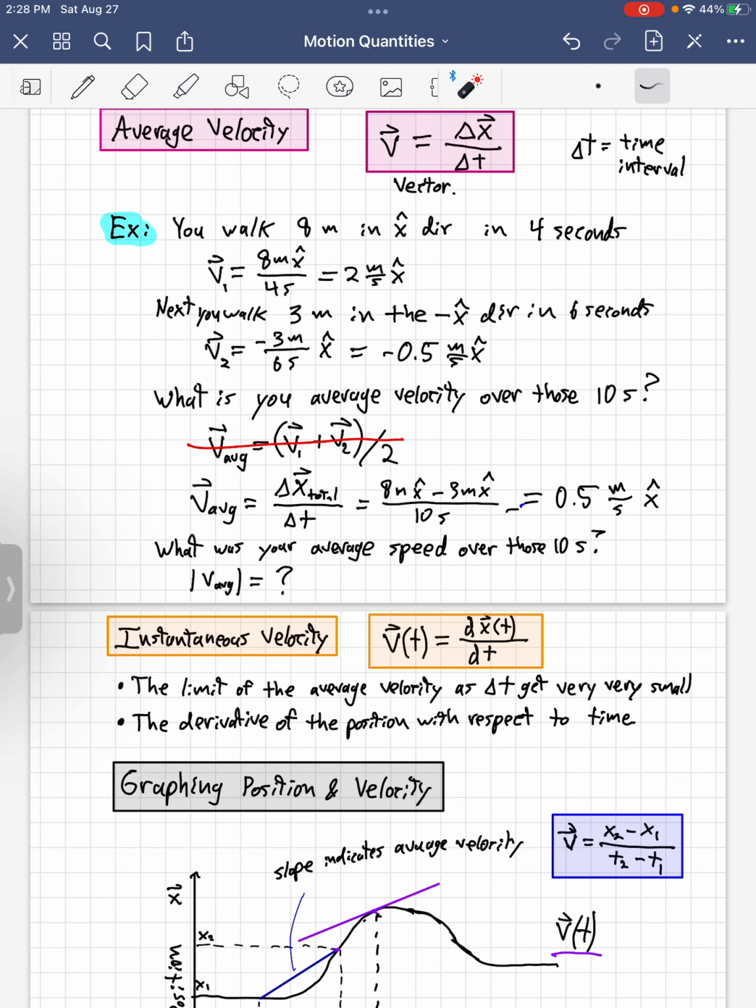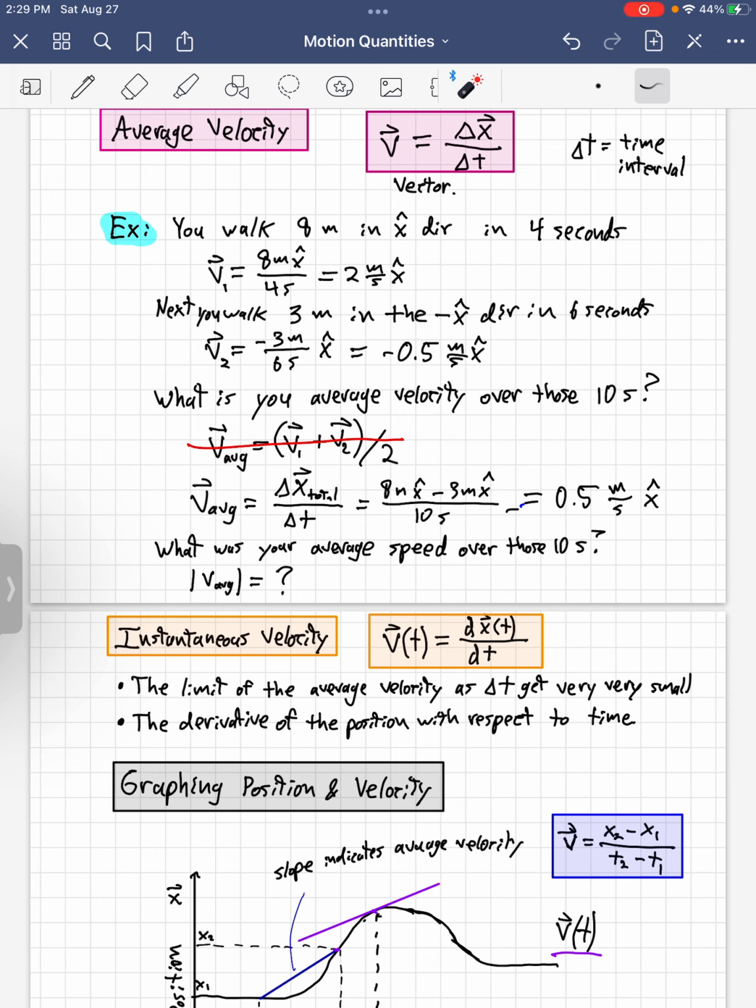So this is kind of interesting if you think about it. What the first person did is, if this is our origin, they walked 8 meters this way, and then they walked a little bit back, right, and they ended up here.